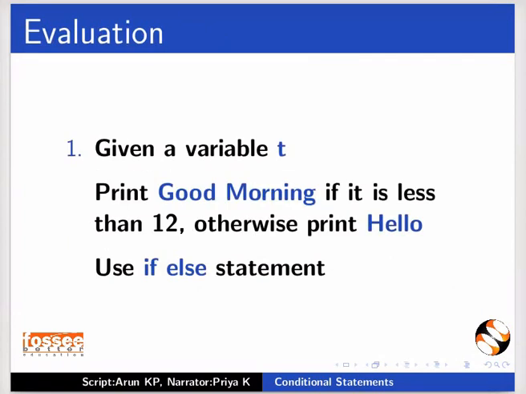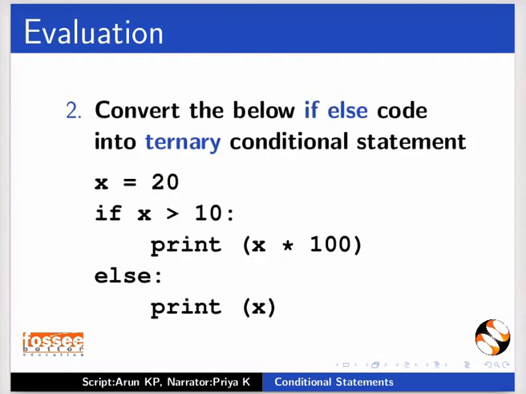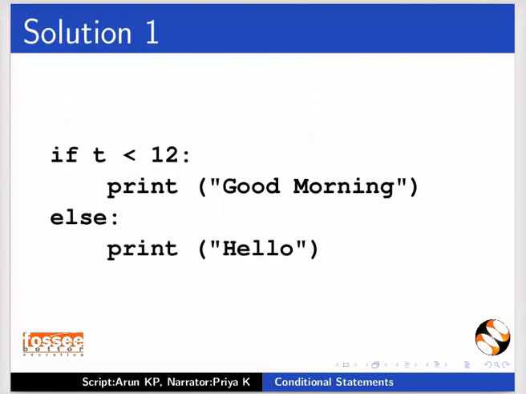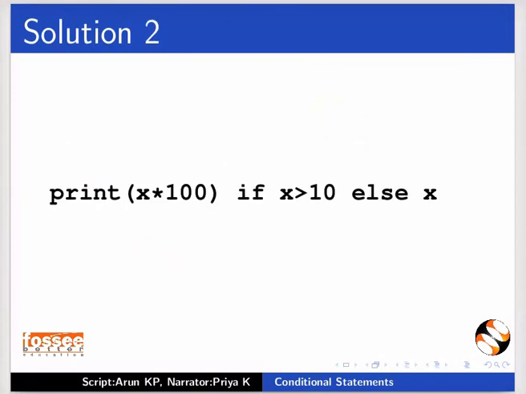Here are some self-assessment questions for you to solve. First, given a variable t, print good morning if it is less than 12, otherwise print hello. Use if-else statement. Second, convert the below if-else code into ternary conditional statement. And the answers? First, the following code gives the required output. Second, use the following statement to convert the if-else code into a ternary statement.